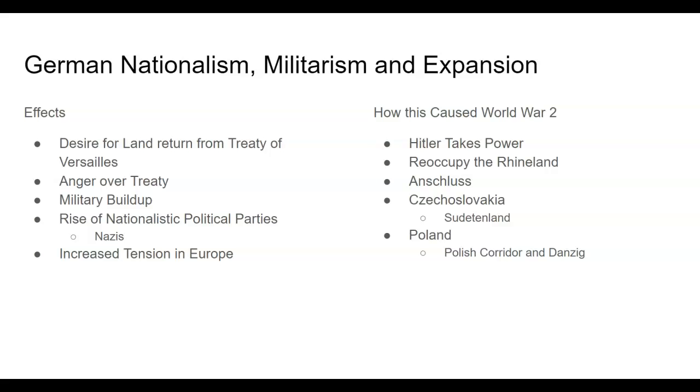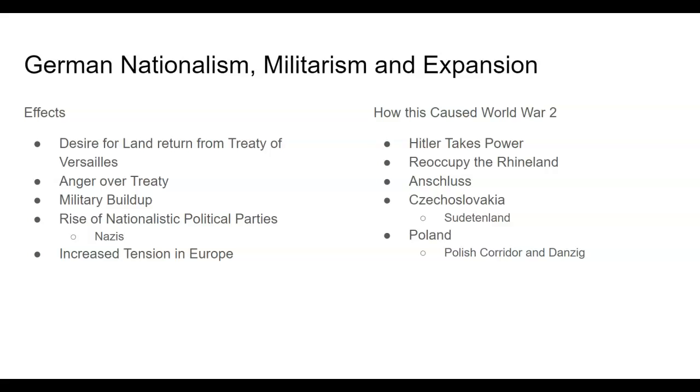Okay, as far as Europe goes, this is the big boy as far as the causes, along with the Treaty of Versailles, and it really grows right out of the Treaty of Versailles. This is German nationalism, militarism, and expansion. Okay, the effects: desire for land return from the Treaty of Versailles. They want their land back that they lost, or that was demilitarized. Still have this lingering anger over the treaty that Hitler has allowed to fester and really built up.